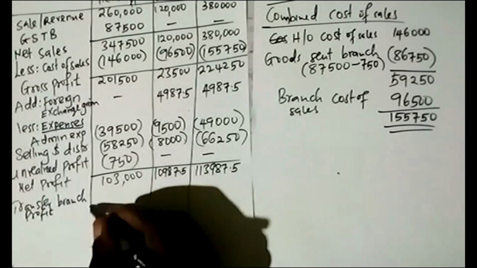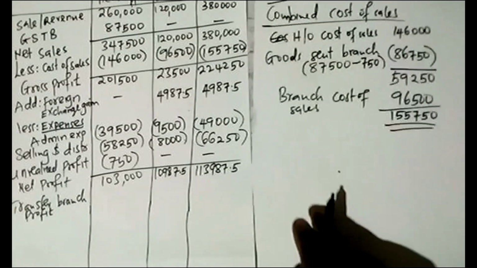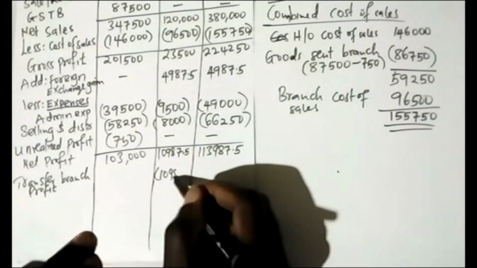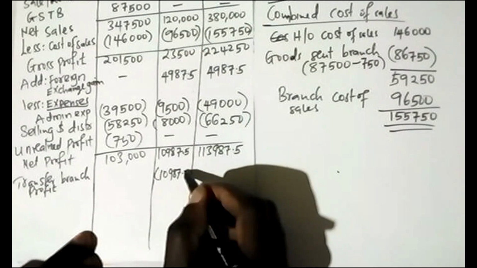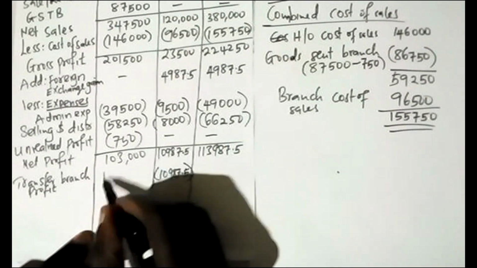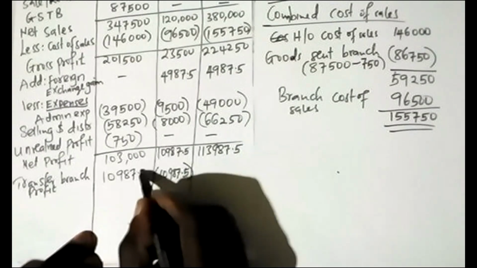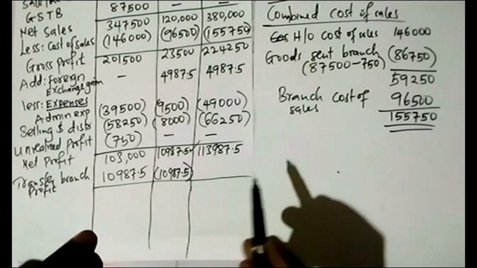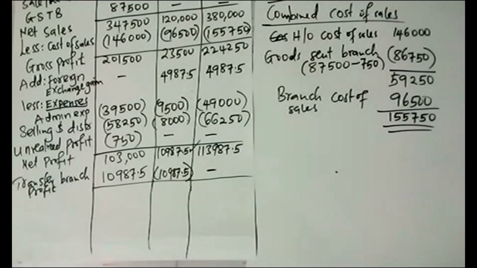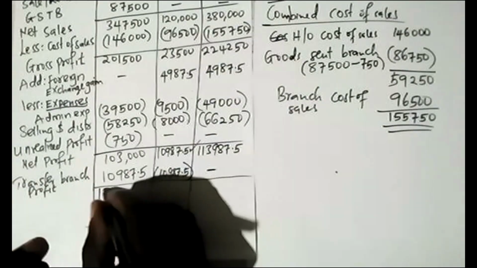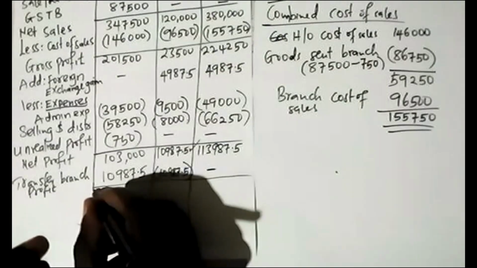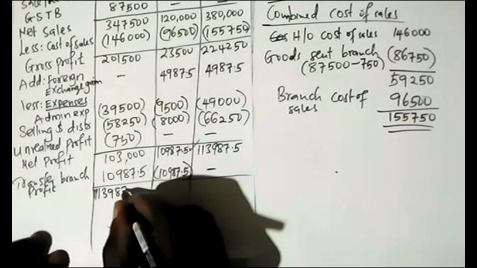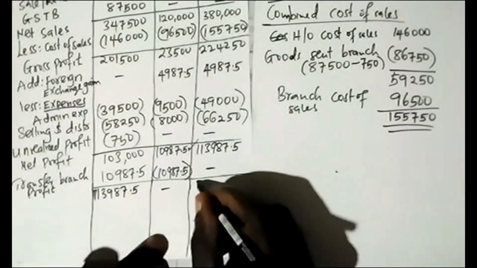Because now once we have done the net profit, this branch profit must be transferred to the head office. So which means that I will subtract this 10,987.5, then I will add it under the head office. So this branch profit must be translated to the head office. You have to translate that to the head office. So this one I'm getting 113,987.5, which is the same as for the combined.